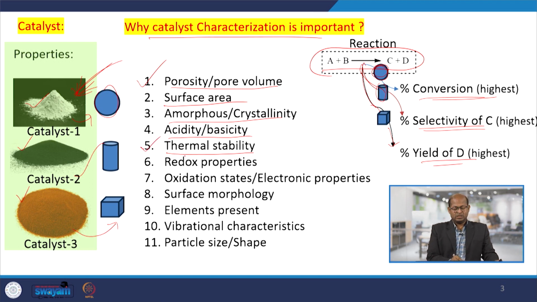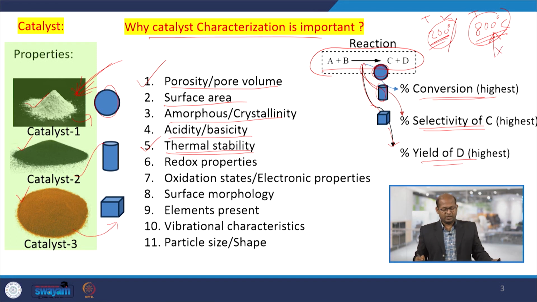Thermal stability: if we prepare a catalyst for a particular reaction, the reaction may be at 200 degrees centigrade, or another reaction may be at 800 degrees centigrade. At this temperature we have to conduct the reaction. So, if the catalyst we prepare is not stable at 800 degrees centigrade, then we cannot use that catalyst for this reaction. If a catalyst is stable only at low temperature, then you can use it for those reactions, but not these. That is why the thermal stability of the catalyst is also important.